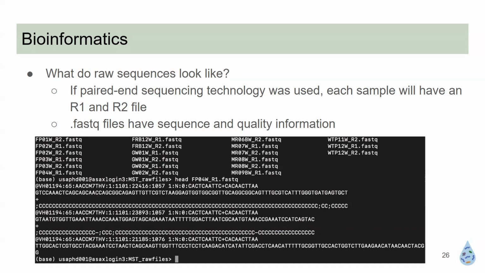So these are the first few lines of one of the FASTQ files. Looks like a bunch of junk, but it is actually the sequence information and the quality information, so there's a lot of meaning to these files.